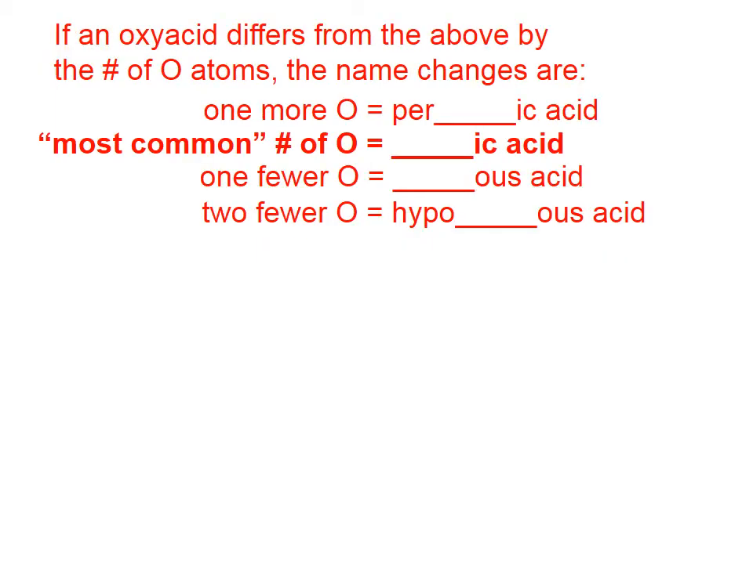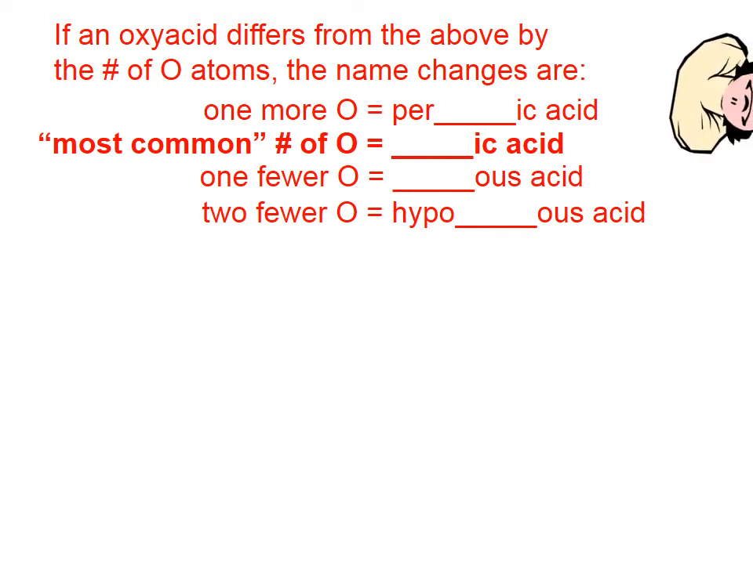If an oxyacid differs from the above by the number of oxygen atoms, then the name changes are as follows. Here we dealt with the most common forms. You say the prefix of the oxyanion and then you say ic acid. But if it's got one more oxygen than that, you say perchloric acid. If it has one fewer oxygen than the most common, you say ous acid, and if it has two fewer, then you say hypo-ous acid.